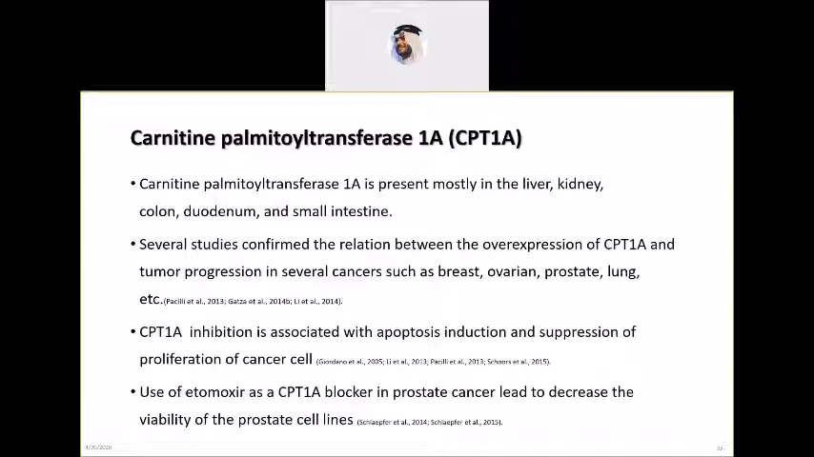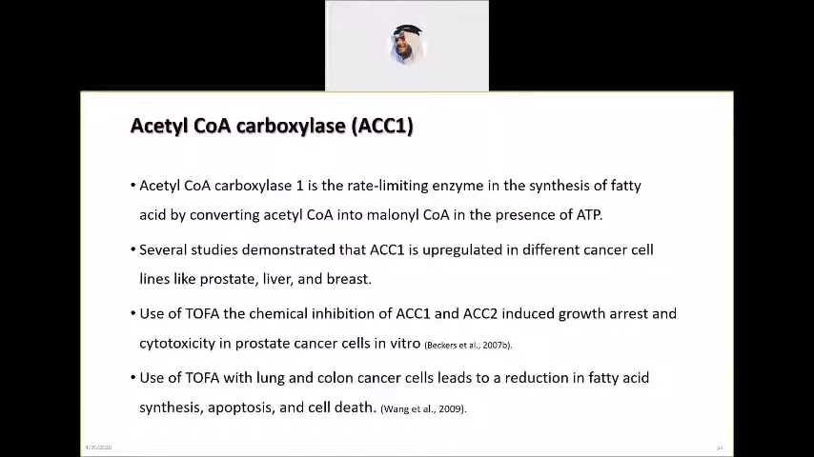Also, etomoxir is used as a CPT1 blocker; it's one of the chemical inhibitors for CPT1. It's been tested on prostate cancer, and this leads to an increase in the viability of the prostate cell lines. The other gene is acetyl-CoA carboxylase.